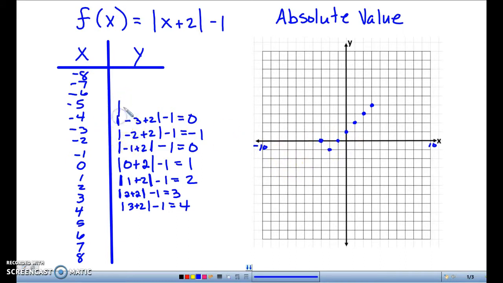Put in negative 4. Absolute value of negative 4 plus 2. Well, negative 4 plus 2 is negative 2. The absolute value makes it positive. So positive 2. And positive 2 subtract 1 is positive 1. So my ordered pair is negative 4, positive 1. One more just to make sure. Negative 5 plus 2, that's negative 3. Absolute value of negative 3 is positive 3. 3 subtract 1 is 2. So let's graph negative 5 comma 2. 1, 2, 3, 4, 5, positive 2.